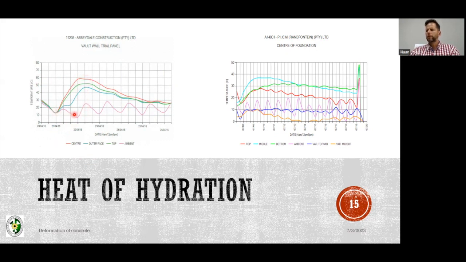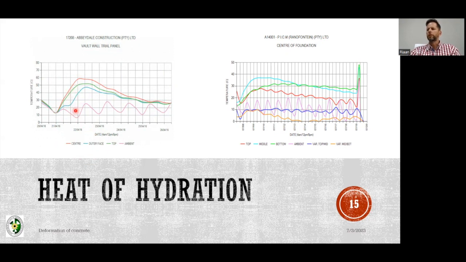So counting 40 hours, you'll see that this is about where 40 hours ended. And that is after placement. So the peak happened quite early. We had a lot of cement in this mix. The top follows the green line, and then the outer face follows the blue line. So already you can see that on the blue line here, we have a 10, 20 degrees difference in temperature.